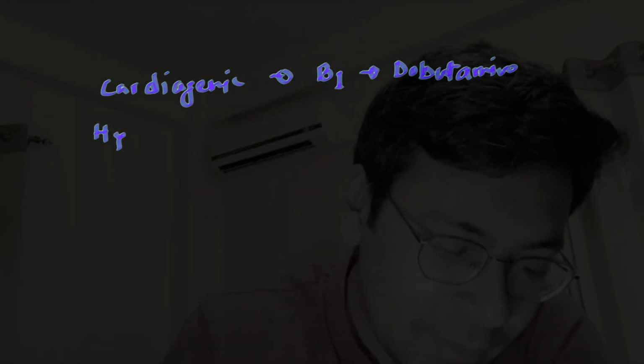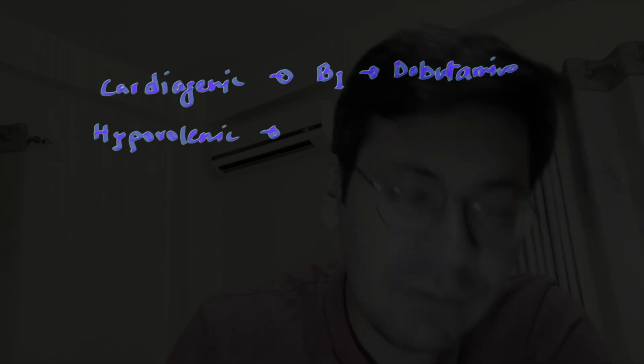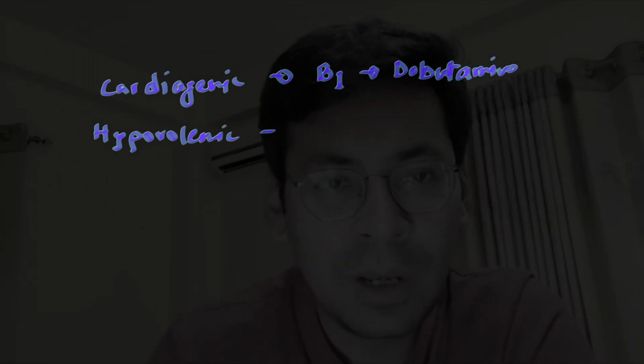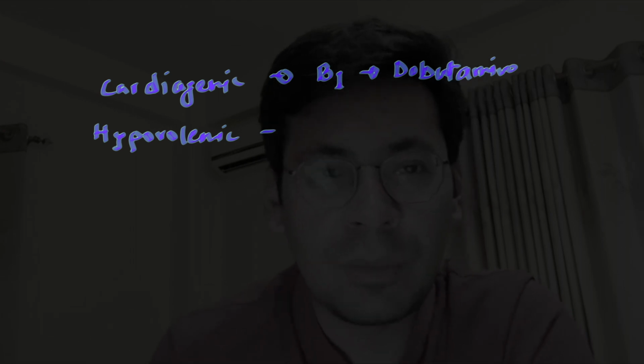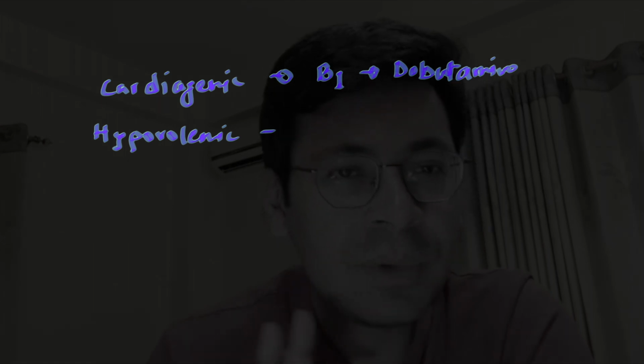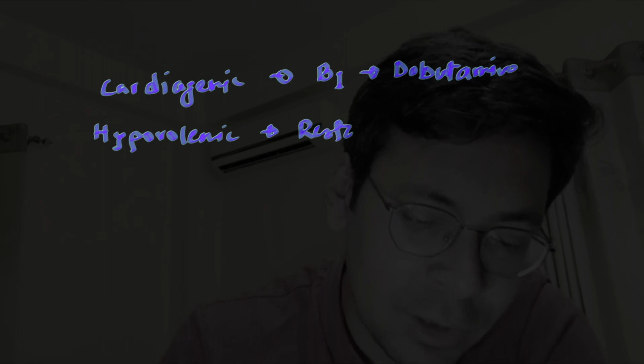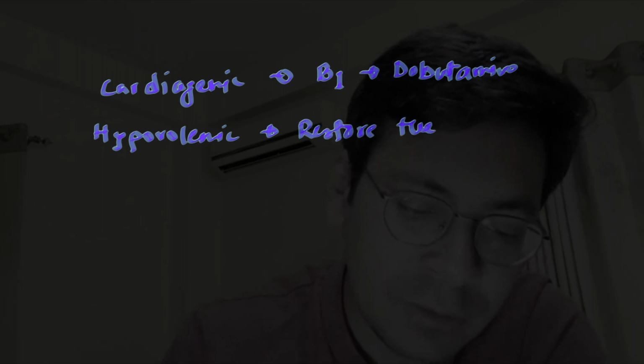Let us move on to hypovolemic shock. In case of hypovolemic shock, you cannot give any vasopressor or inotrope or chronotrope because it will exacerbate the condition. So hypovolemic shock, its main treatment is to restore the volume. First and most important treatment is restore the volume. This is very important.